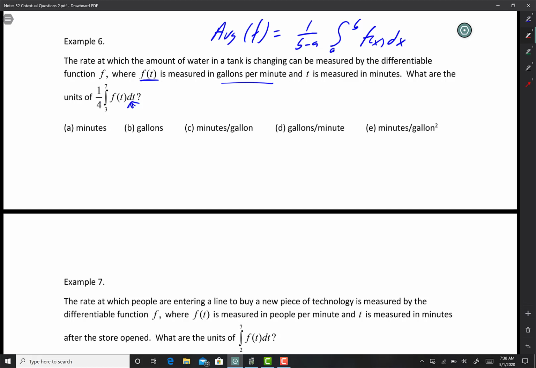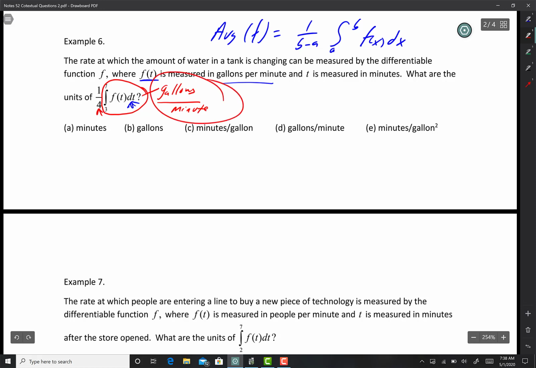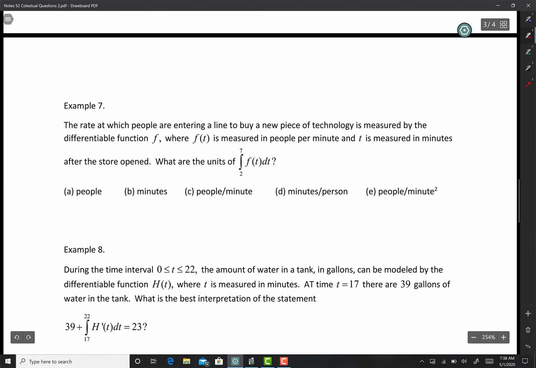So let's think about it. So this right here that I'm circling, gallons per minute times minute, this is gallons. But then you're dividing by time. So because you're dividing by time, that 4, so gallons divided by time, and that time is in minutes. So that means I have gallons per minute, guys. So I look for that, gallons per minute. I hope that made sense. All right, let's do another one.